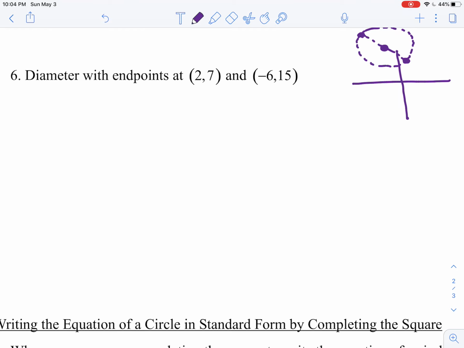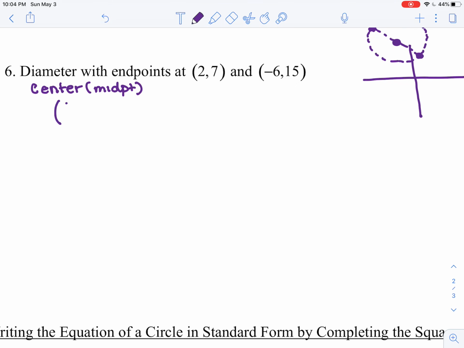If I have the endpoints of the diameter, I need to use them to find both the center and the radius. So the center, of course, is smack dab in the middle of those two endpoints. To find the center of the circle, we're going to calculate the midpoint of these two ends. So midpoint is an average. If I average the x coordinates, 2 and -6, then average the y coordinates, 7 and 15.